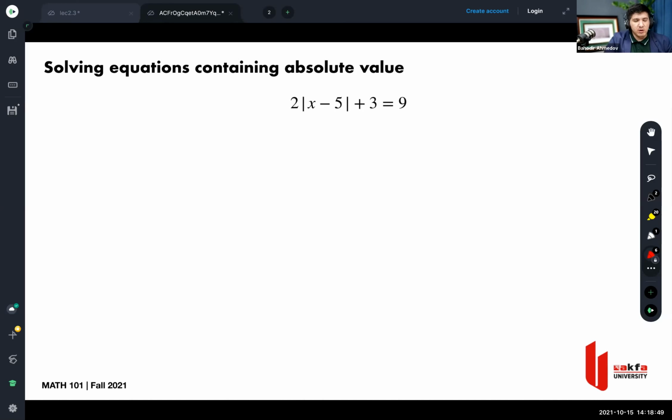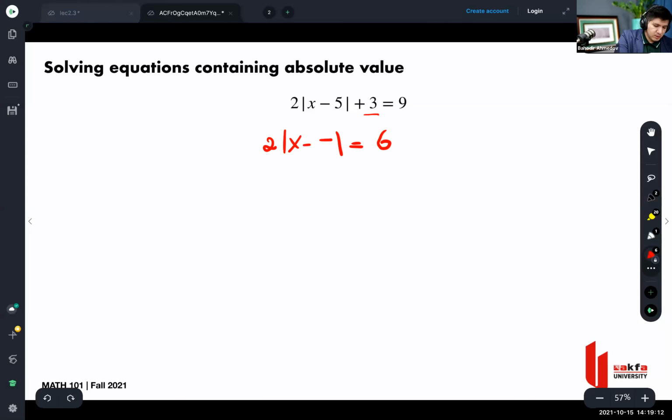So first of all, you just need to get rid of everything which is around the absolute value. I'm just going to put this 3 to the right-hand side. It's going to be 2 times absolute value of x minus 5 is equal to 6. Then I'm just going to divide both sides by 2 so that I will have absolute value of x minus 5 is equal to 3.